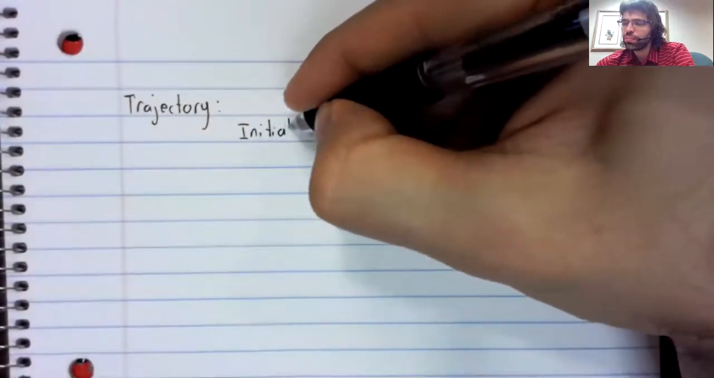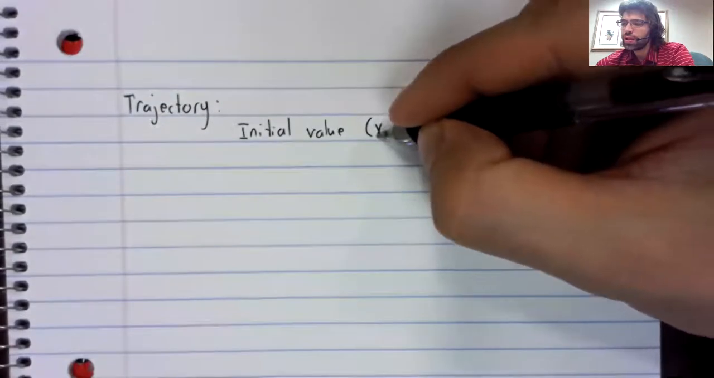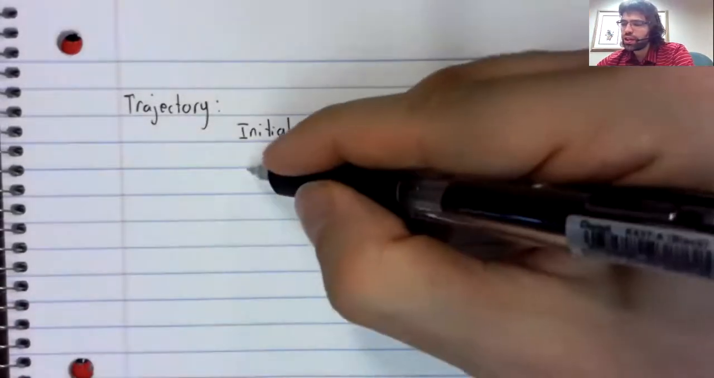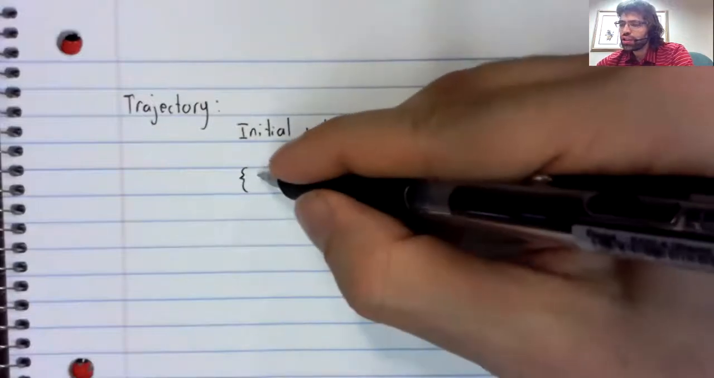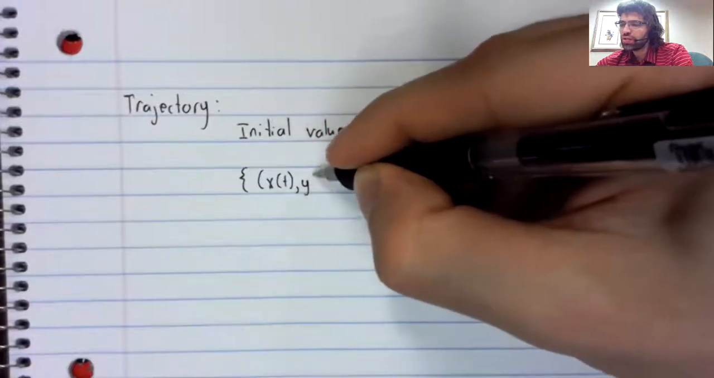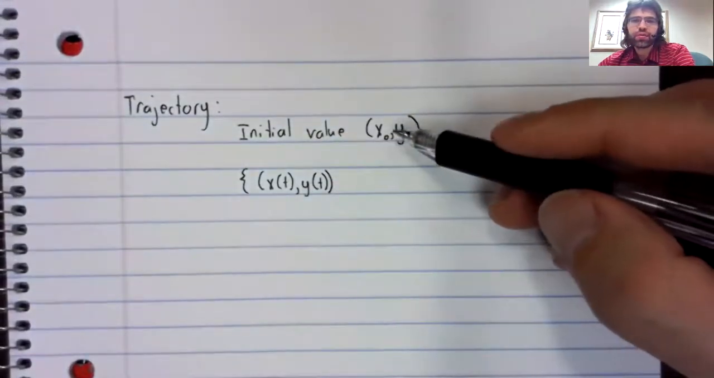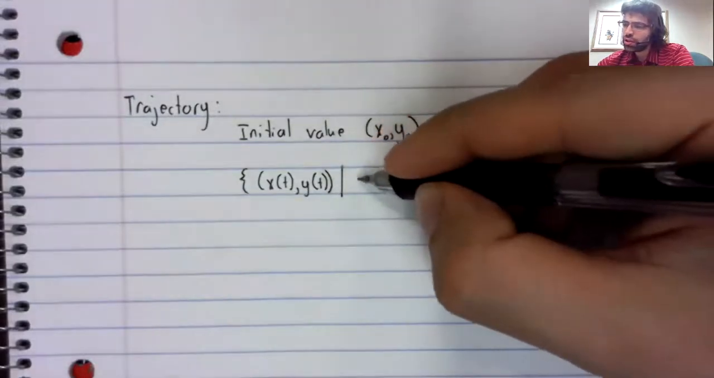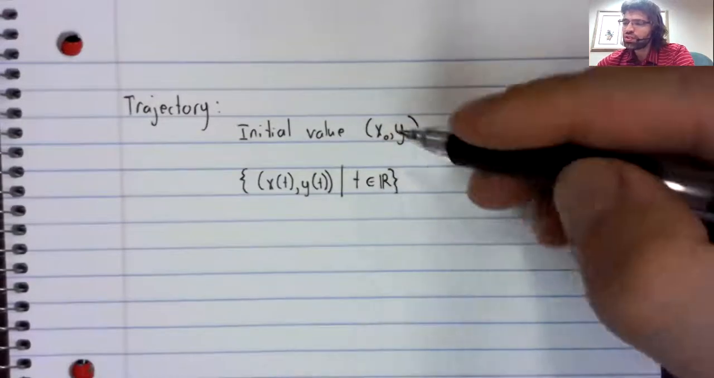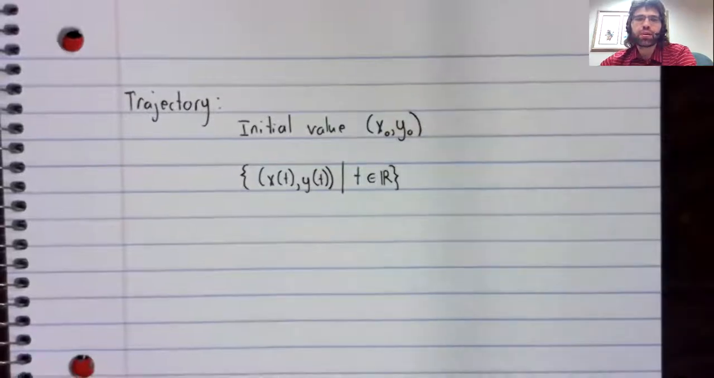you would have some initial value, x sub 0, y sub 0, and then a trajectory would be all of the points x of t, comma y of t that you get from starting here. And will that time be positive or negative? So we start here and we either run time forward or backward.